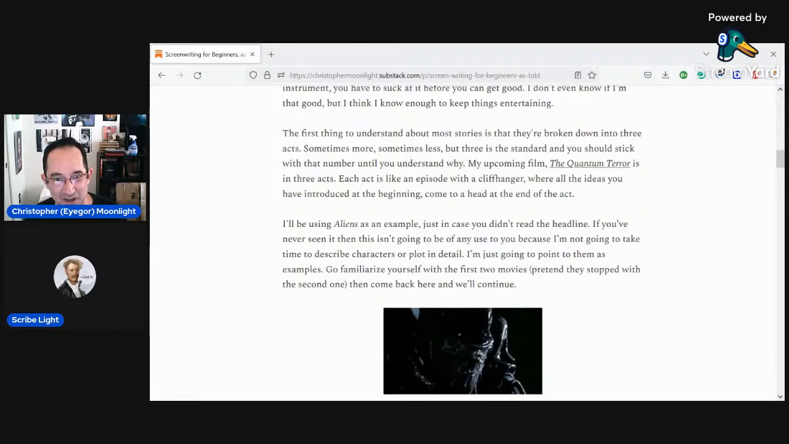Bad dog. Then this isn't going to be of any use to you, because I'm not going to take time to describe characters or plot details. I'm just going to point to them as examples. Go familiarize yourself with the first two movies. Pretend they stopped with the second one. Then come back here, and I will continue.